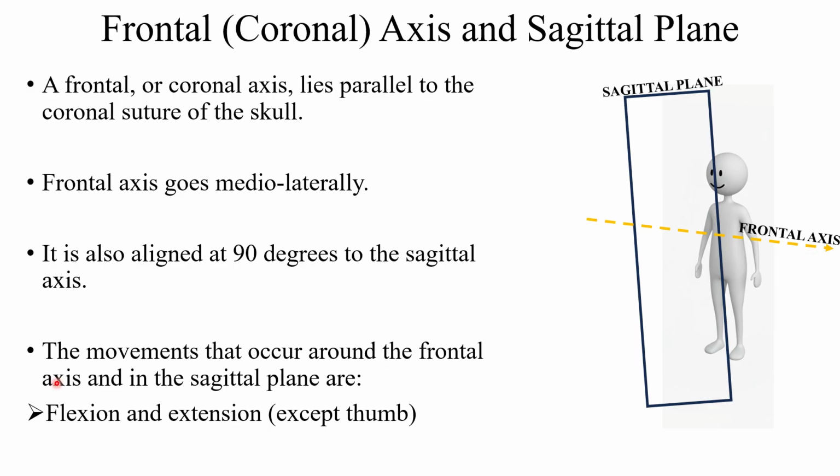The movements that commonly occur here are flexion and extension movements, except in the thumb, because again thumb is placed slightly differently. So you can quote those as the examples in frontal axis and sagittal plane.